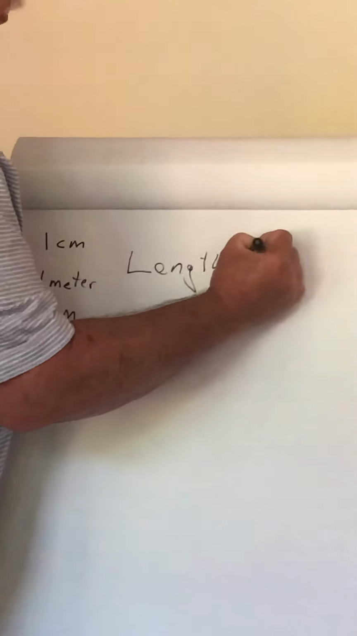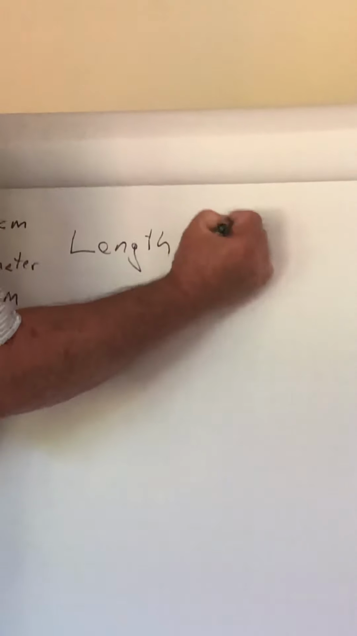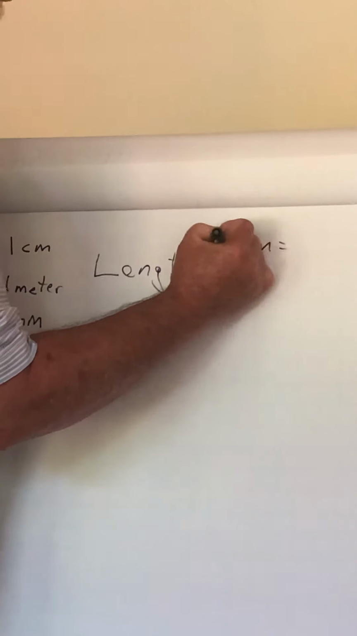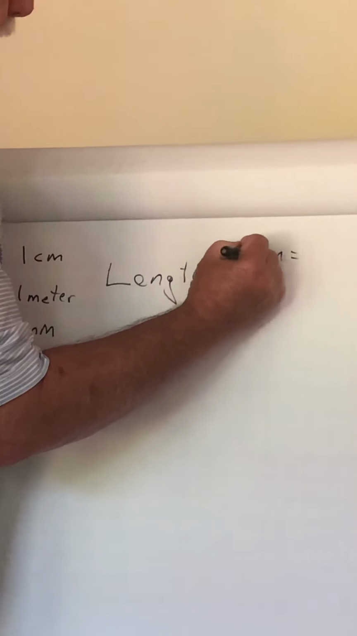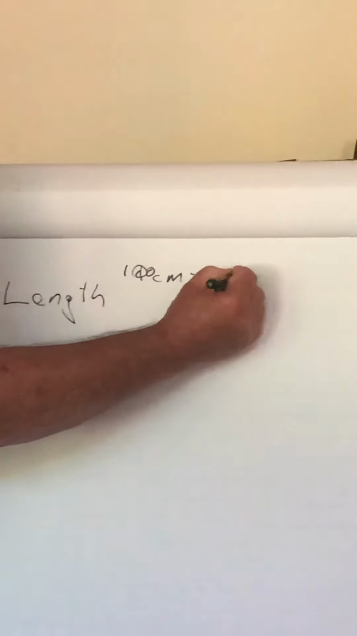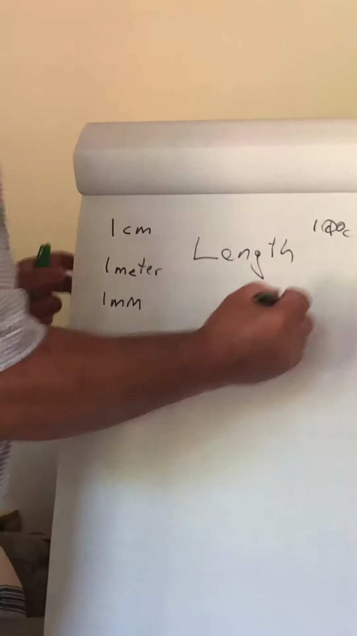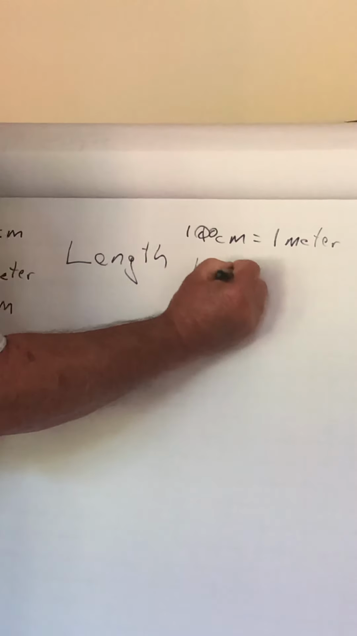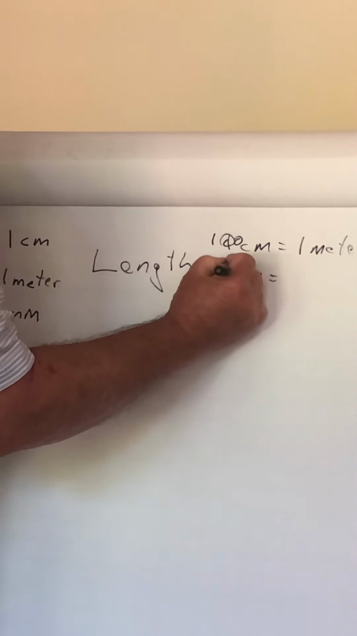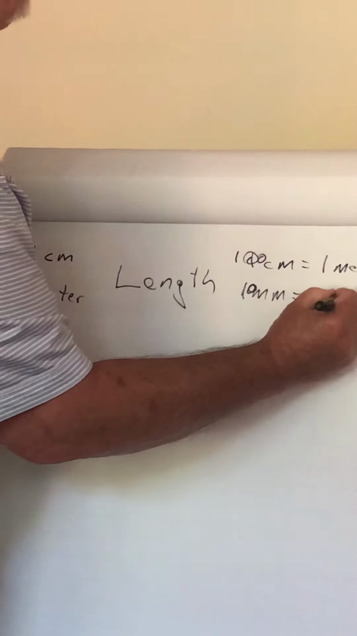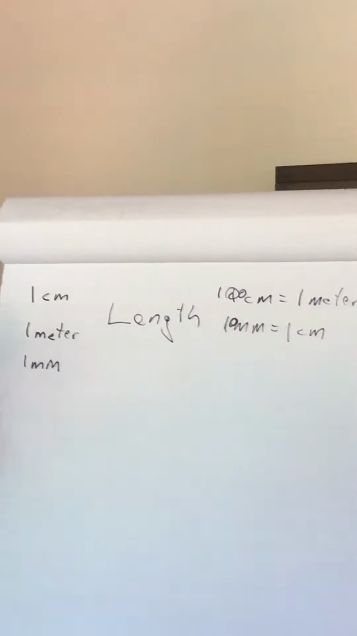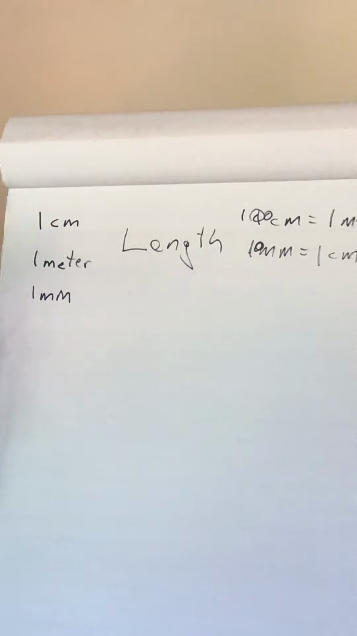Some other factoids that you need to know: 100 centimeters equals 1 meter. That comes in handy to know. Another thing that comes in handy to know is that 10 millimeters equals 1 centimeter. That's a factoid that you really need to know. Other than that, I'm not sure that you need to know anything else to teach science when it comes to length in the metric system.